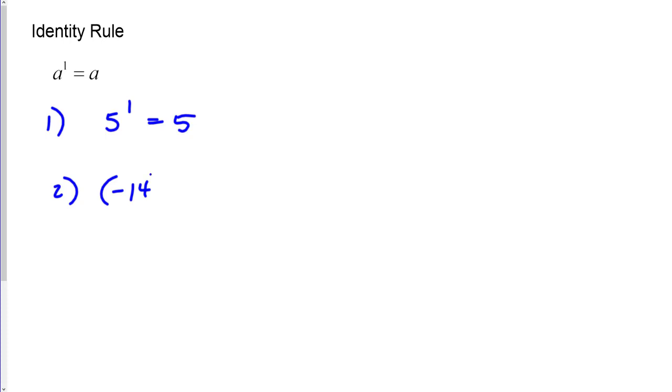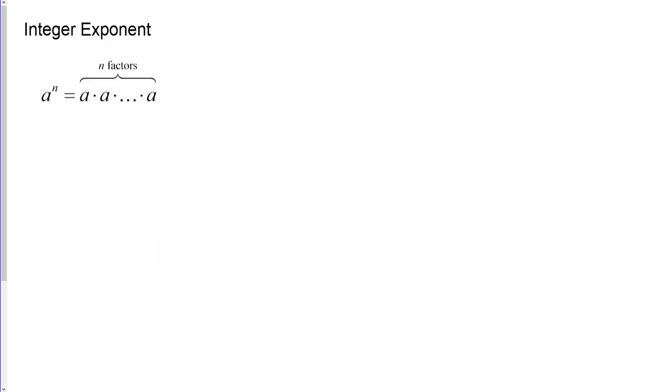Negative 14 to the first power is negative 14, and that really doesn't matter if you're dealing with parentheses or non-parentheses, because this right here still evaluates to negative 14, because anything to the first power is itself and there's still a negative out front. So very straightforward. The integer exponent.